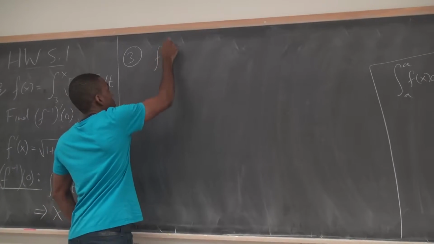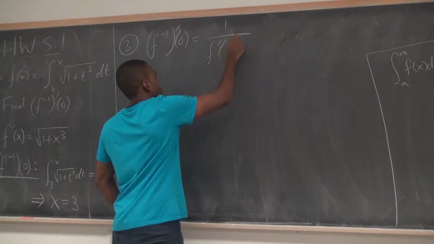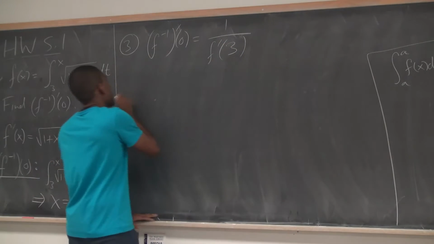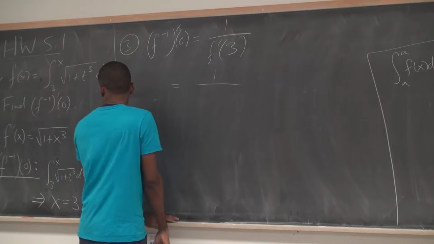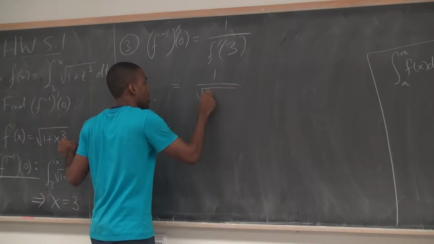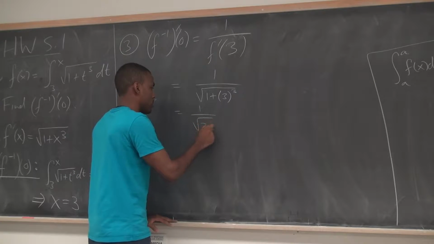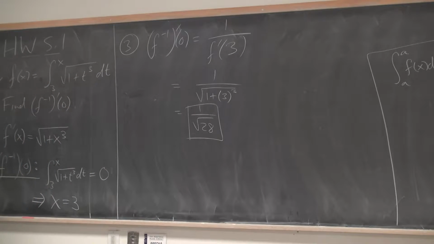So here's the formula. When you want the derivative at 0, it's going to be 1 over f prime evaluated where? At 3, the answer to step 2. So this is just going to be 1 over what's f prime? Just this guy. I'm going to plug in 3 for x. So 1 over radical 28 will be the answer. But here they're checking if you remember the fundamental theorem of calculus. Here they're checking if you remember how to make an integral 0 with the limits.